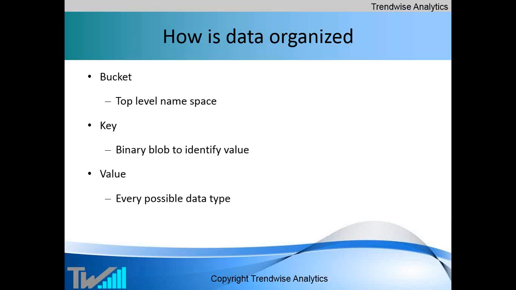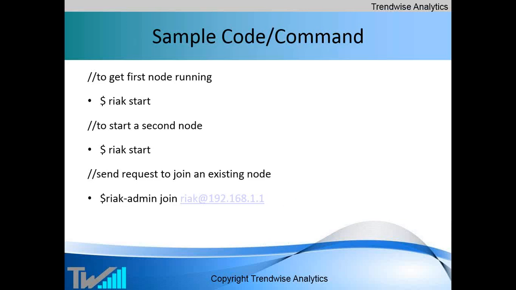So the data is organized in the form of buckets, which is at the top level. And then you have the key, which is a binary blob to identify each of the values. And then you have the values, which are any and every possible data type. So this is as simple as that, just a key and the value. So you need to know which bucket, which key, and then you can fetch the value.